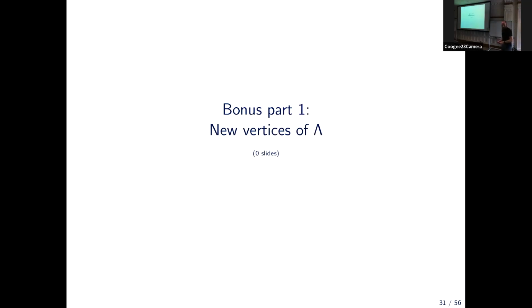Now I'm going to spend some time talking about some new stuff. So I'll just go to the whiteboard. This is very new. We only finished the proof on Saturday, so I don't have any slides prepared yet, but I'll try to say something about it. So basically what we did is we found some new vertices of the lambda polytopes that we didn't know about before.